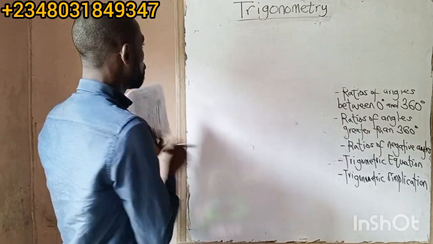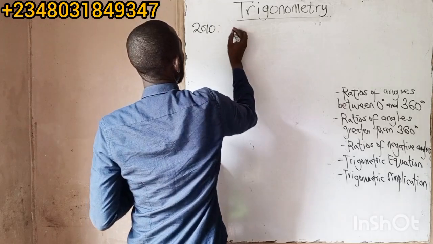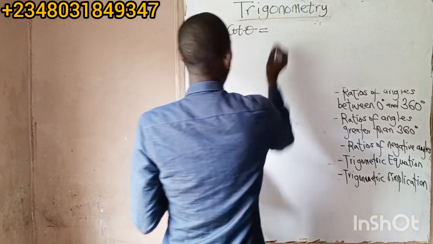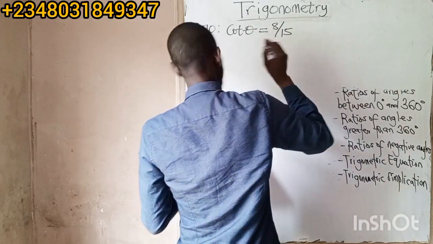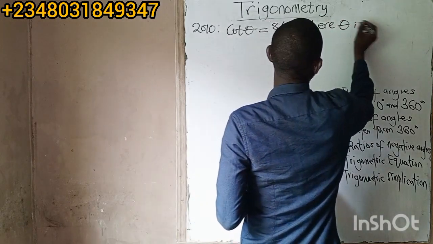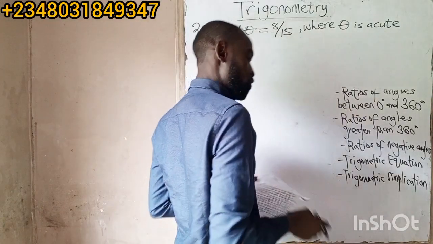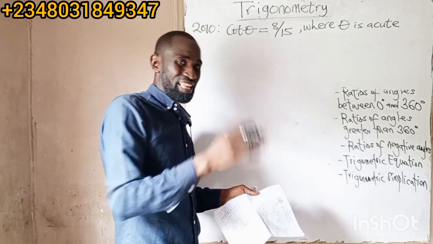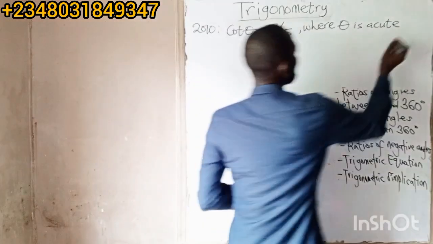This is a 2010 question. If cos theta is given as 8 over 15, where theta is acute, meaning it is between 0 and 90. It is greater than 0 but less than 90 degrees. These are acute angles. Find sin theta.